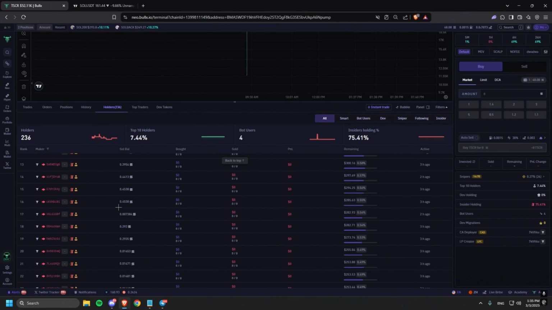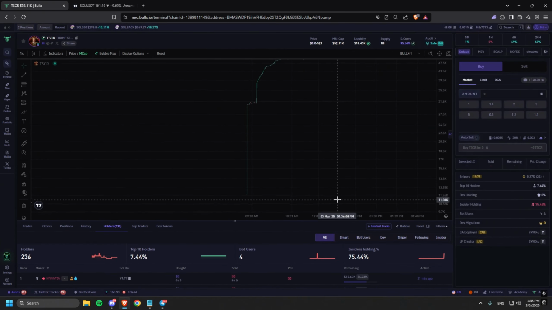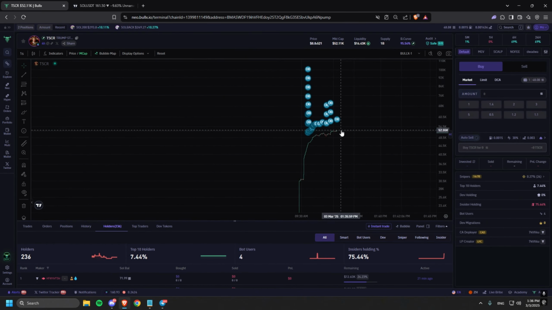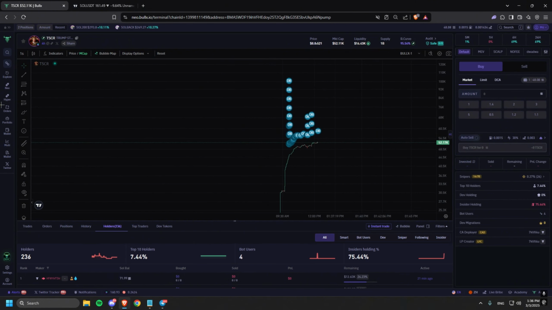Also, if you scroll down, you see a lot of insiders with low balance. This is super bundled, super scammy. This is gonna go down with one straight red candle. You guys should never buy into this chart.